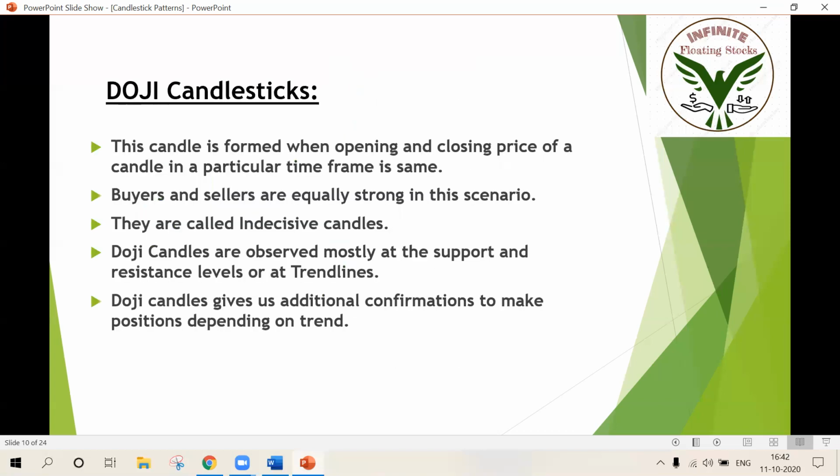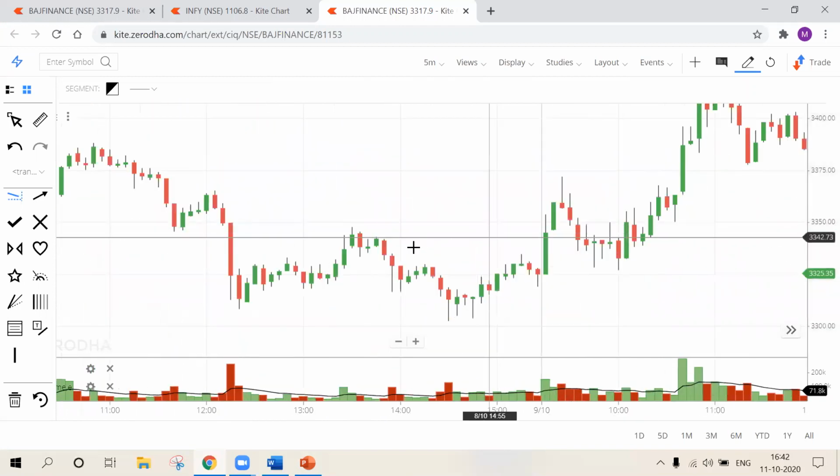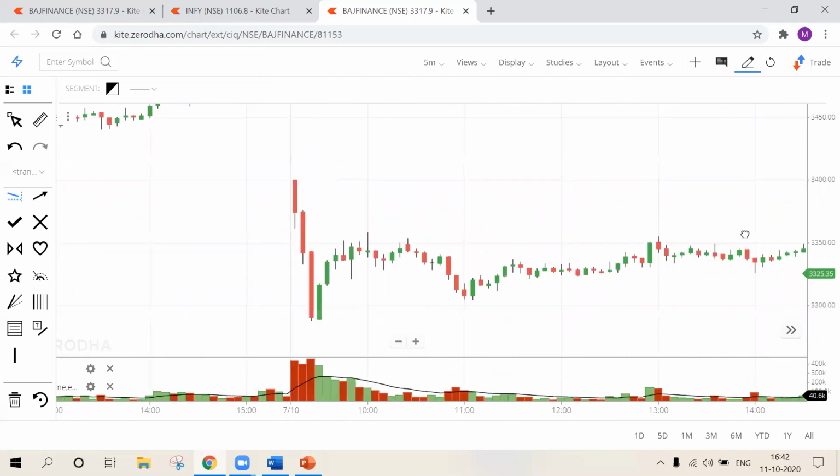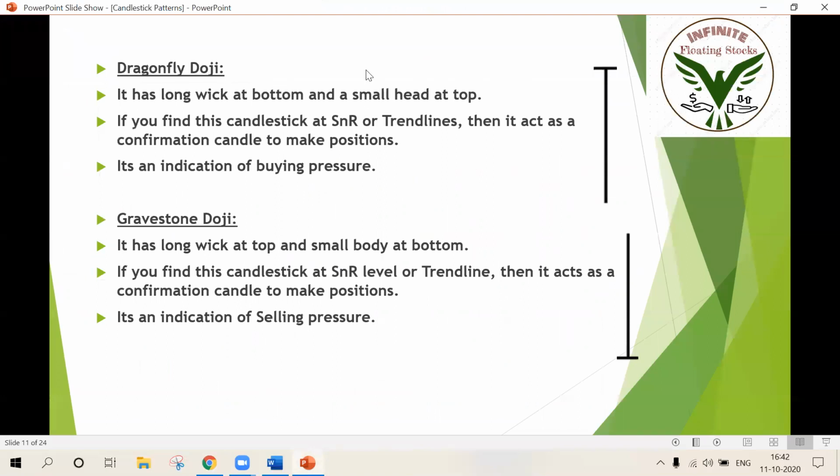All right, so doji candlesticks. A doji is formed when the opening and closing price of a candle in a particular time frame is the same. I'll get onto the charts and show you what a doji is. So let's search for dojis. Yes, this is how the doji looks like.